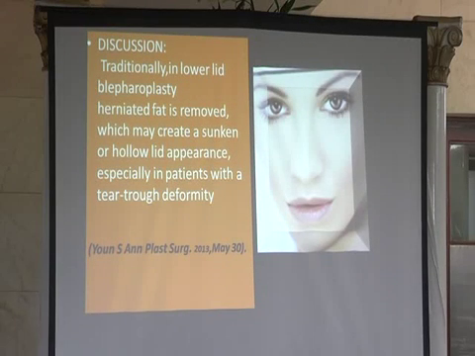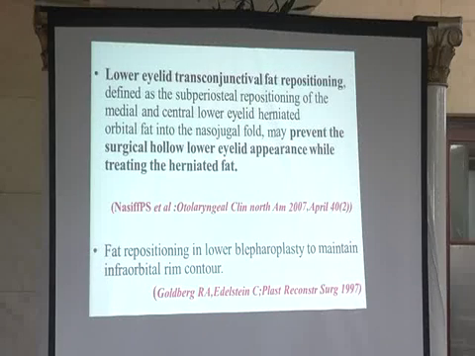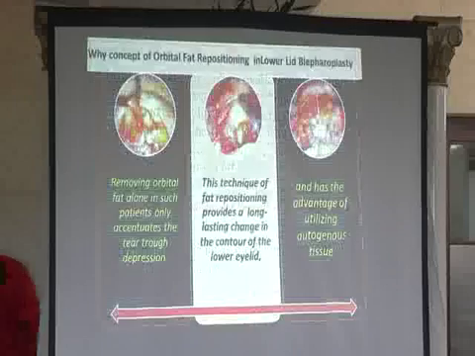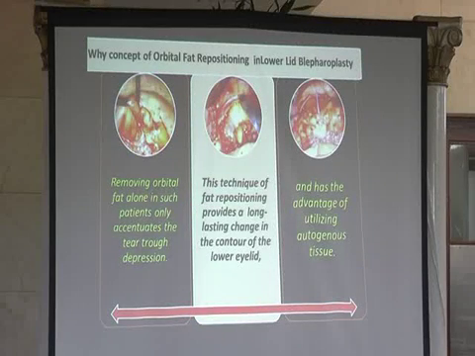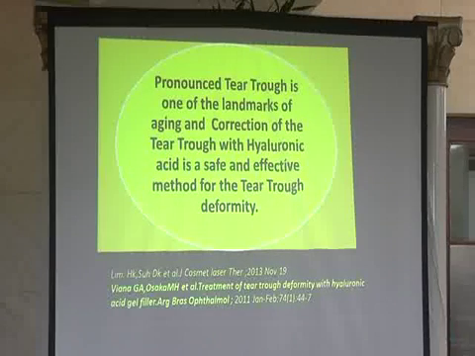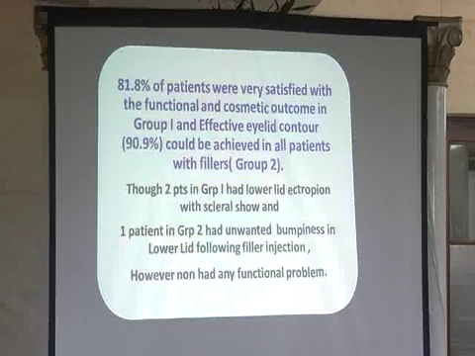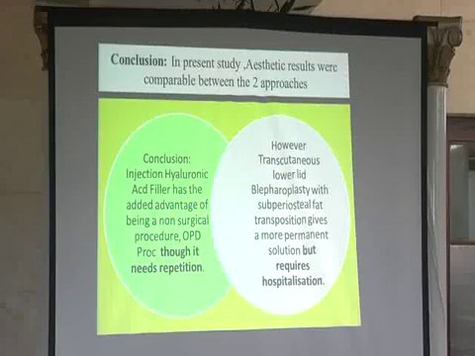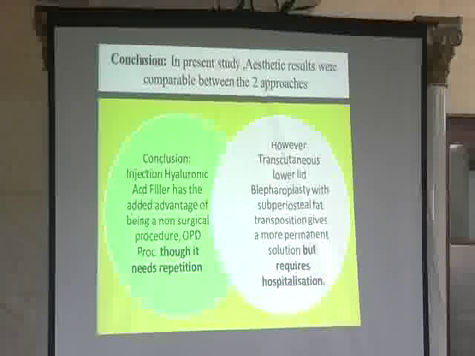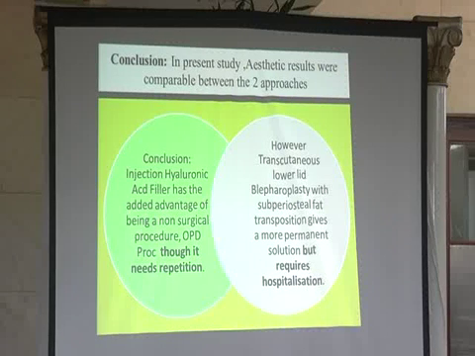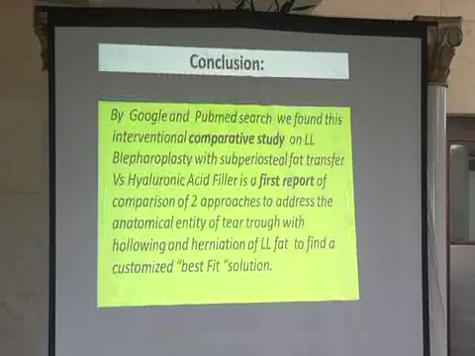So traditionally, lower-lid blepharoplasty involves the removal of the fat, and nowadays we all know that blepharoplasty should be done along with the transfer of the fat. There are numerous studies on it because we know the fat has the advantage of being autogenous tissue. The tear trough deformity can be corrected with hyaluronic acid, which is also an effective procedure. We did get good results in both approaches, but the advantage in group 1 is that it was permanent but requires hospitalization, and the other one needs repetition.